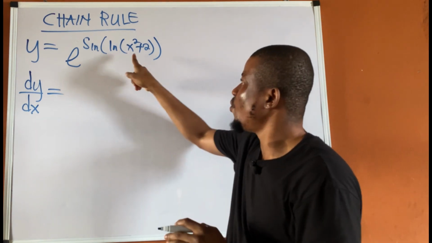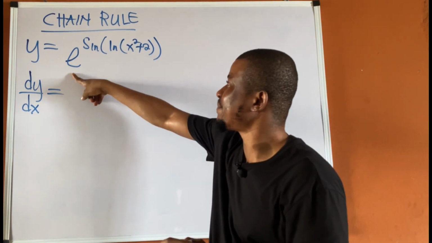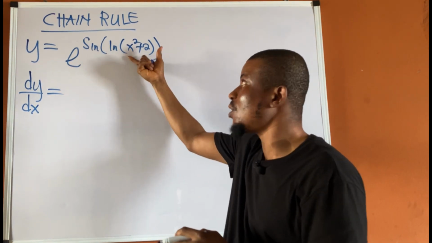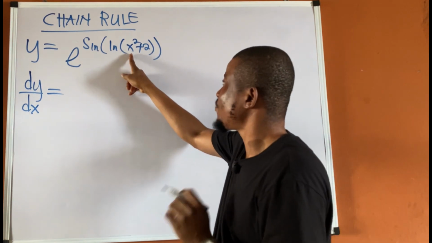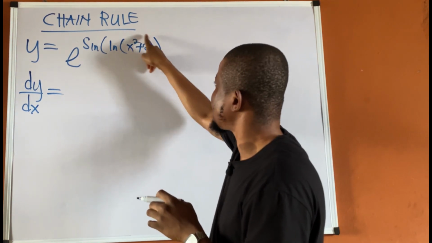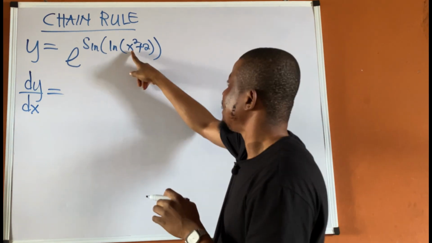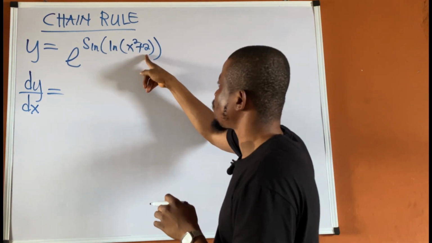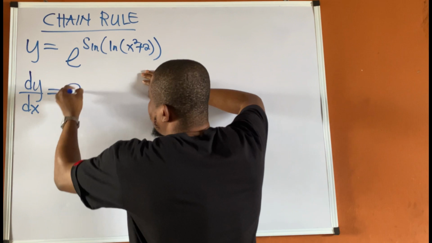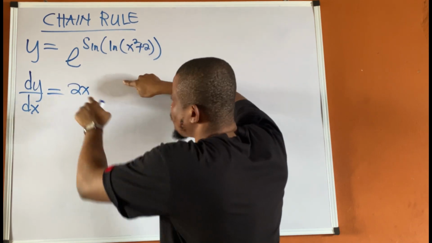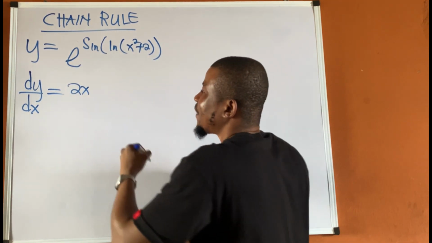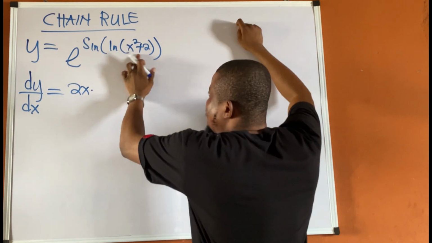The first thing, go to the innermost function. This exponential sine of ln of something, the innermost function. I will start from the innermost function. I will differentiate this with respect to x. If I differentiate x squared plus 2 with respect to x, I will have a 2x, because the derivative of x squared is 2x and the derivative of 2 is 0. I have 2x. I'm done with this derivative.